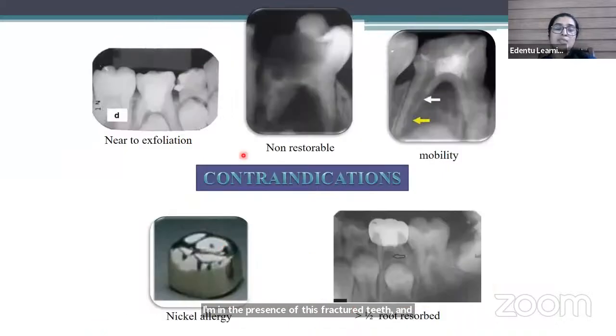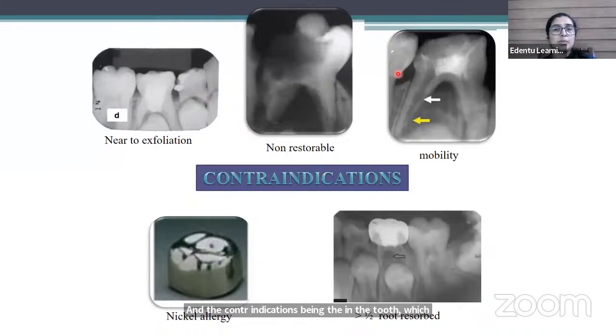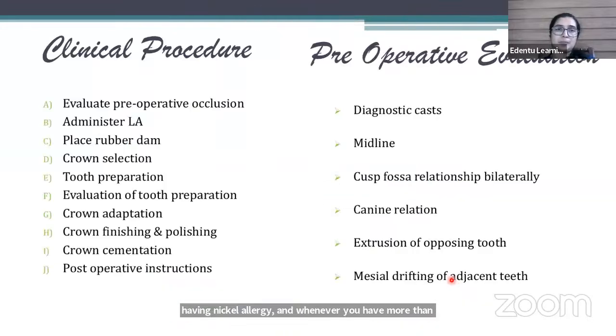And the contraindications are: a tooth which is near to its exfoliation age, non-resorbable cases wherein you could see the mobility, patients who have nickel allergy, and whenever more than half of the root has been resorbed. So these are the contraindications.